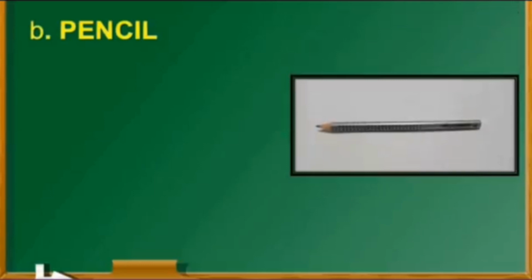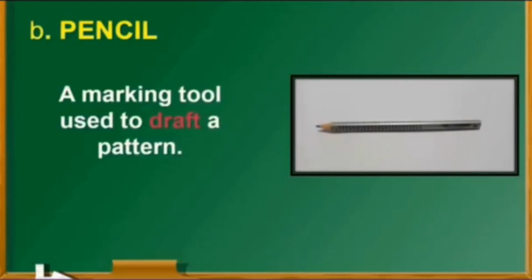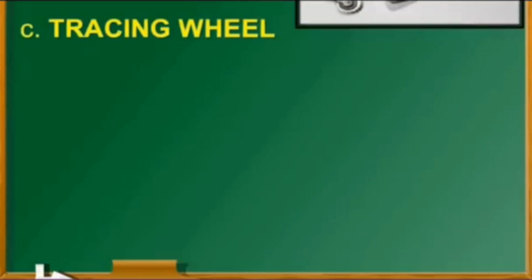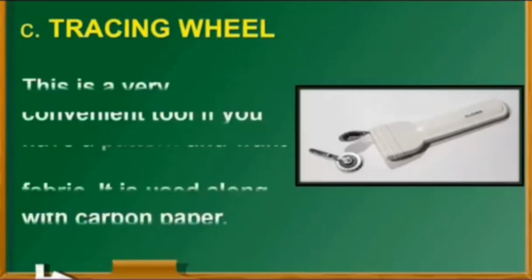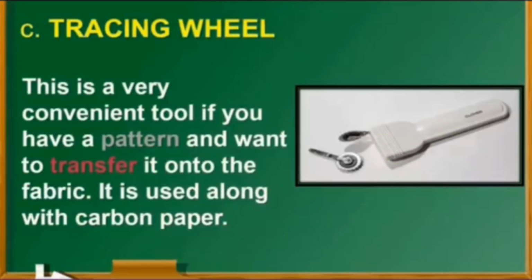Pencil. A marking tool used to draft a pattern. Tracing wheel. This is a very convenient tool if you have a pattern and want to transfer it onto the fabric. It is used along with carbon paper. This can be serrated or smooth edge.